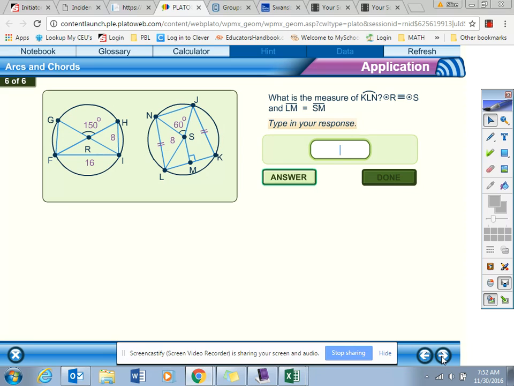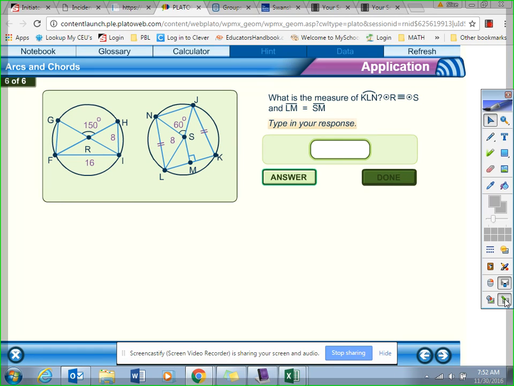So again, what is the measure of KLN? Well, we're going to start by always identifying, is it a segment or is it an arc? So here, K to L to N. K to L to N is an arc. You got it because of that upside down frowny face. So KLN goes from here all the way to here. Okay? And we know that these two sides are the same because they're double dashes. 60 degrees and 60 degrees. Since this central angle is 60, I can put a 60 here.